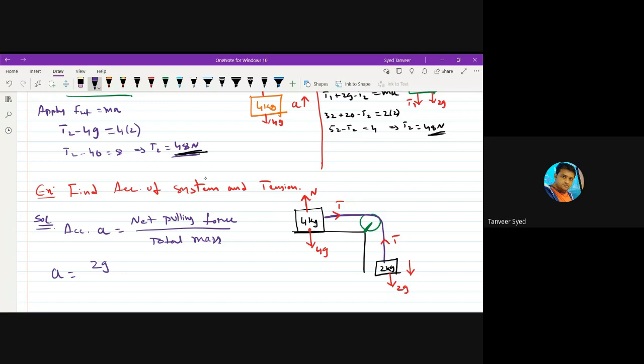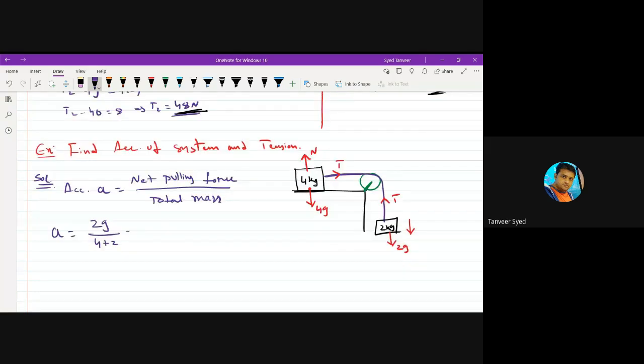2g divided by total mass, 4 plus 2. So 20/6, 10/3, 3.33 meter per second square is the acceleration of each block. Okay, what about the tension in the string?